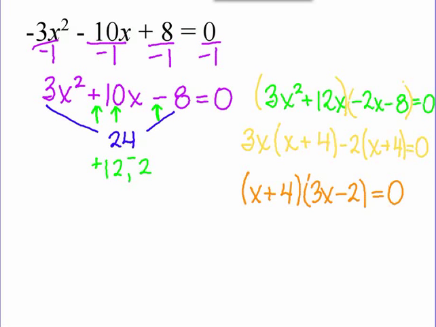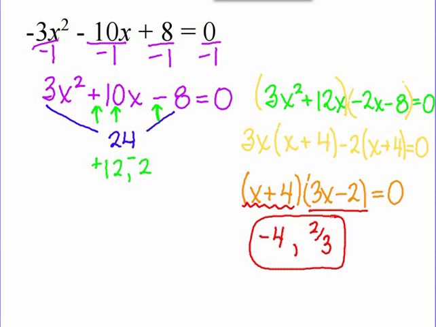So now we need to solve. So I need to set each of those equal to 0. What's the first solution going to give me? Negative 4. What's this solution going to give me? 2/3. Nice job. And there you go. So questions?